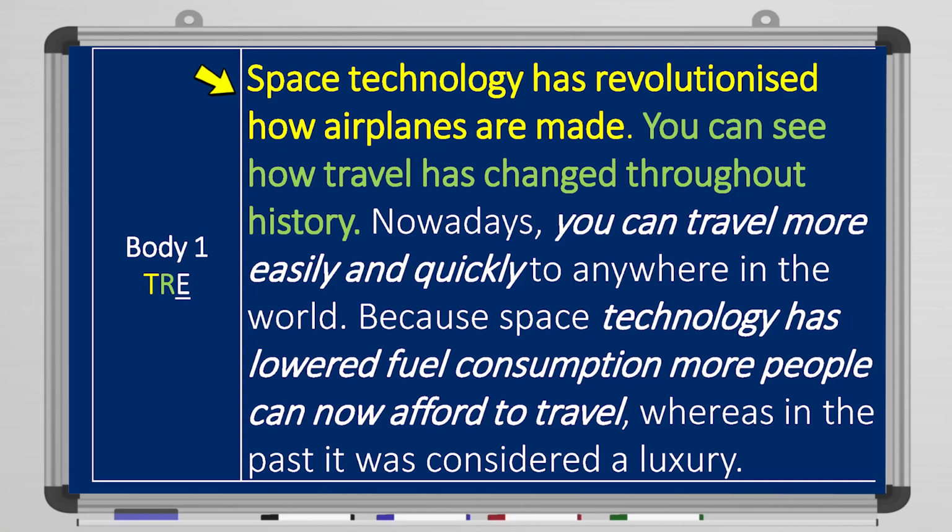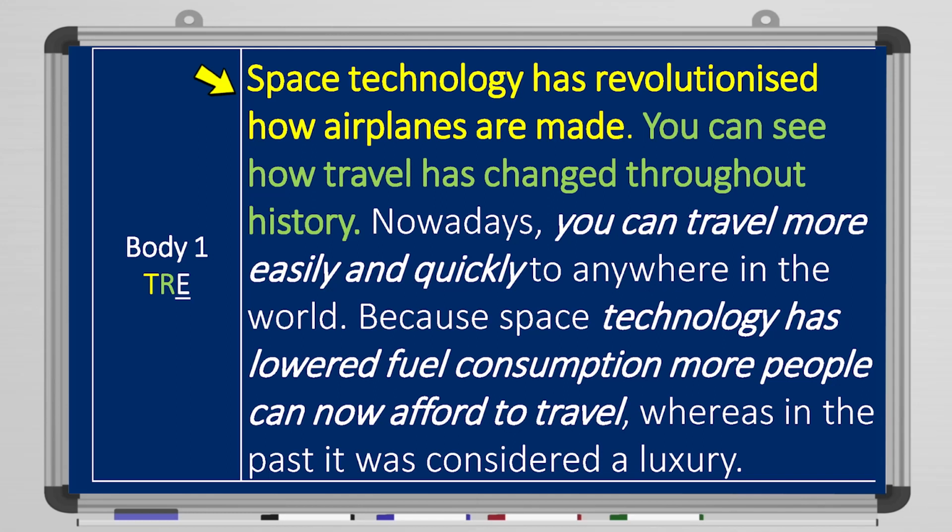Now, technological advances are going to be in paragraph 1, in body 1, and possible effects on life on Earth is in body 2. Let's look at body 1. What's the topic? Space technology has revolutionized how airplanes are made. So I'm going to show you how it revolutionized airplanes. I'm going to show you how by providing a reason.